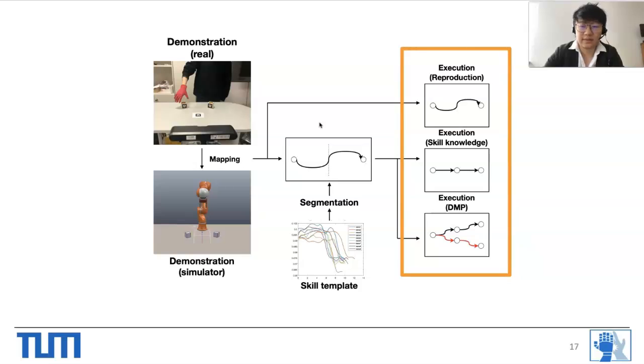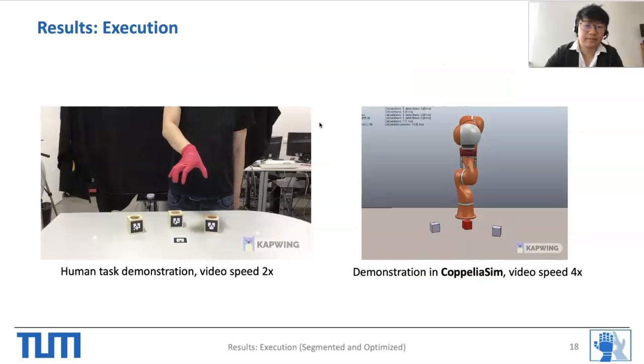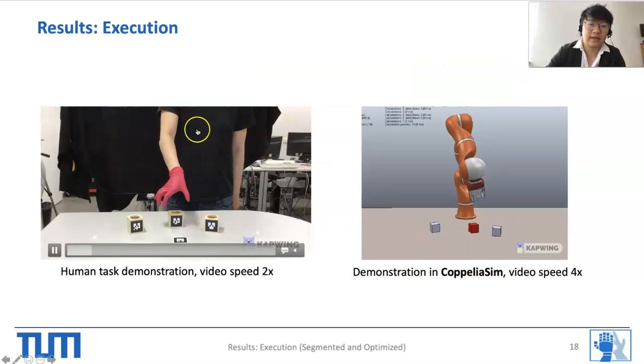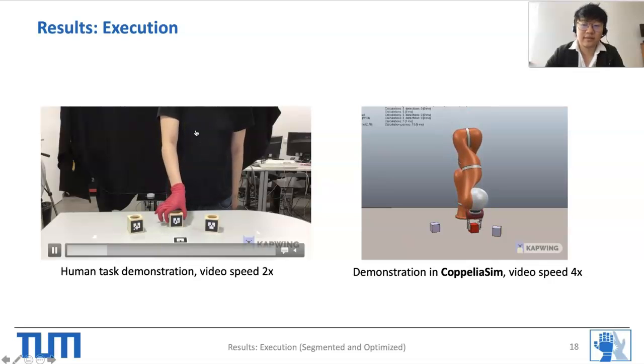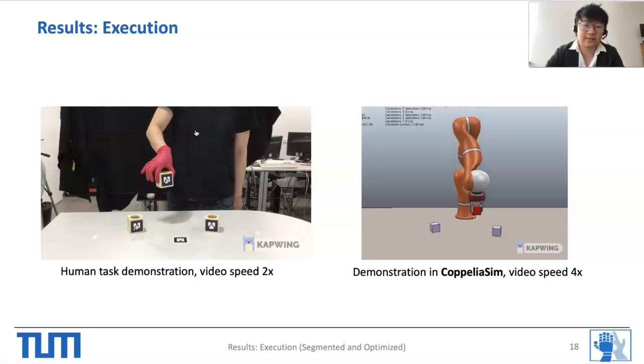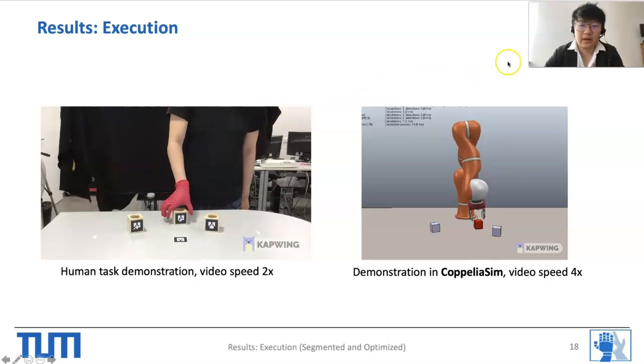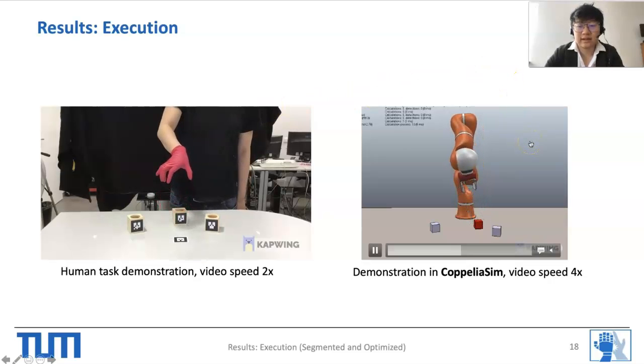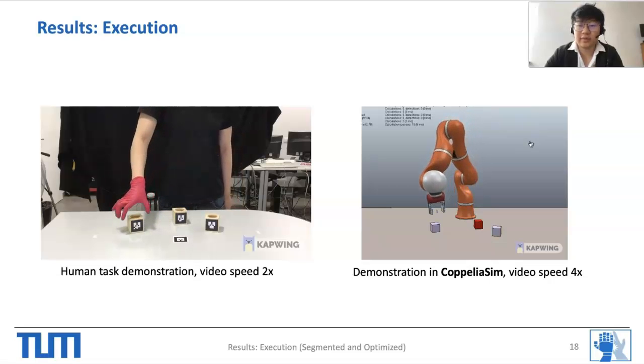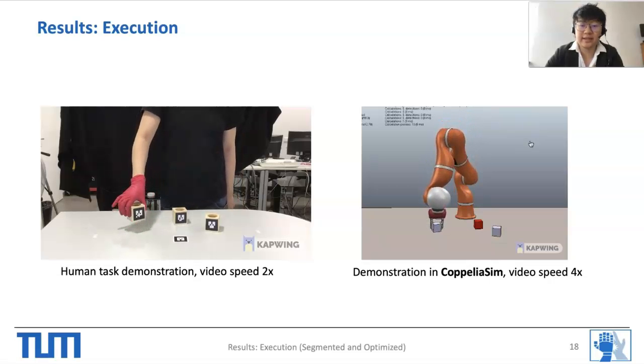Now we come to the result part. We differentiate between simple replay and execution with skill knowledge and DMP. On the left, we can see the human demonstrator performing some pick and place tasks with markers attached on the table and the objects. On the right, we can see the result of the task in the robot simulator, CoppeliaSim. We first try to replay the demonstration.